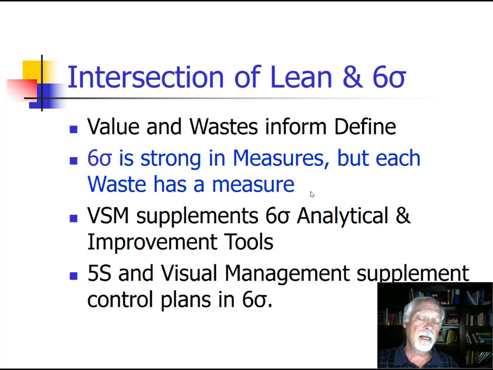They have time measures. Value stream mapping supplements Six Sigma analytical and improvement tools. Process maps, before and after value stream maps, are some of the most powerful tools of all. I have thought for a while that a flow chart, process map, value stream map is the one tool that's used in every phase of Six Sigma, and we see them in lean as one of the main tools of lean as well.